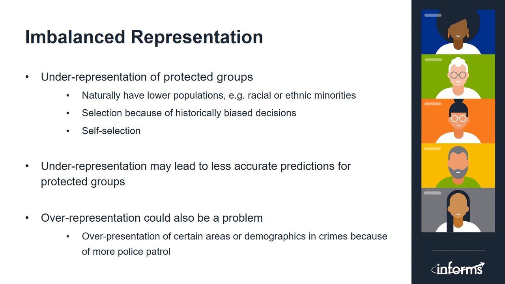Another important cause of algorithmic bias is the imbalanced representation of different demographic groups. The protected groups, such as racial minorities and women, are usually underrepresented in data used to train the machine learning algorithms for various reasons. First, some protected groups, such as racial minorities, by definition, have lower populations compared with regular groups. Second, in many cases, training data are samples selected by previous decisions.